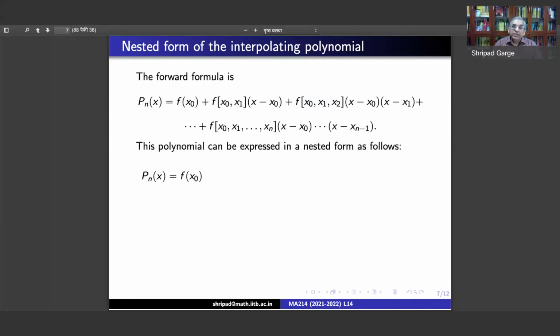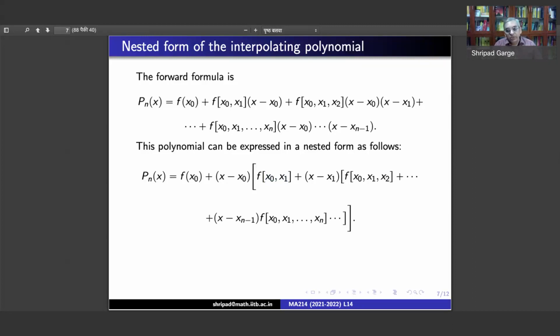You write the zeroth order divided difference f of x naught, and to that we add x minus x naught. We take it as a common factor outside, and then you have several terms inside. Out of them, the first one will be f of x naught x1, the first order divided difference. This is now a constant term. Once you have taken the x minus x naught term out, this is the constant term of the factor polynomial. To that, we will multiply x minus x1, because once you have taken x minus x naught out and you have taken care of this f of x naught x1, now these two terms have been taken out, and in the remaining n plus 1 minus 2, so n minus 1 terms, x minus x1 is common. So you again take x minus x1 common, and you write the remaining terms. This is the way to write the nested form of the polynomial, and this is extremely useful in computing.